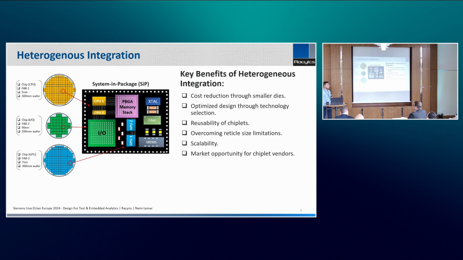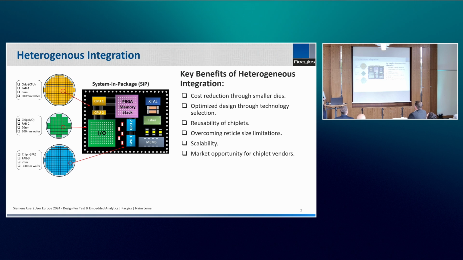We can also optimize the design using different technology nodes. For example, if you look at this, we need a CPU from 5 nanometer from Fab 1. We need a GPU from Fab 3 with 7 nanometers, and we don't need a small node size for I/O. We can use, for example, 90 nanometers for I/O. So this brings us capability and flexibility to optimize our design with different nodes.